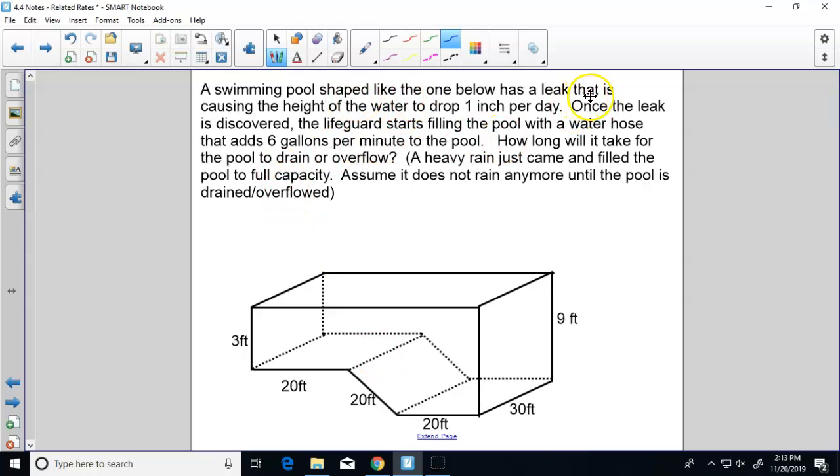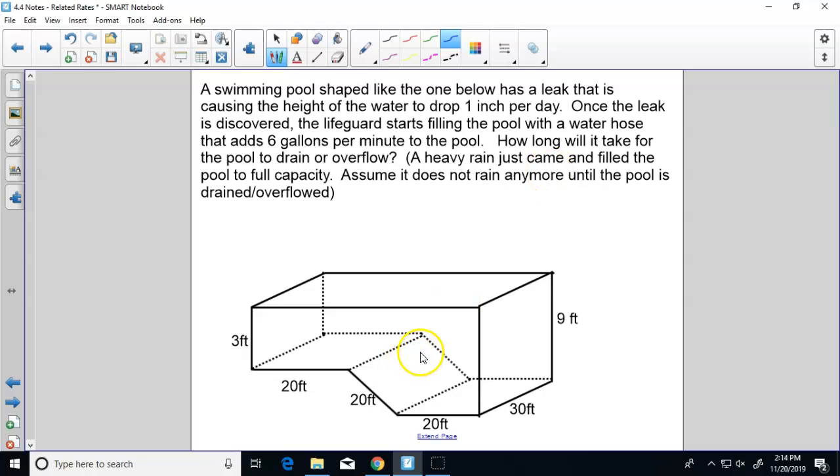And it has a leak that is causing the height of the water to drop 1 inch per day. Once the leak is discovered, the lifeguard starts filling the pool with a water hose that adds 6 gallons per minute to the pool. How long will it take for the pool to drain or overflow? Assume that a heavy rain has just come that filled the pool all the way up to the very top. Also assume it does not rain anymore until the pool is either drained or overflowed.